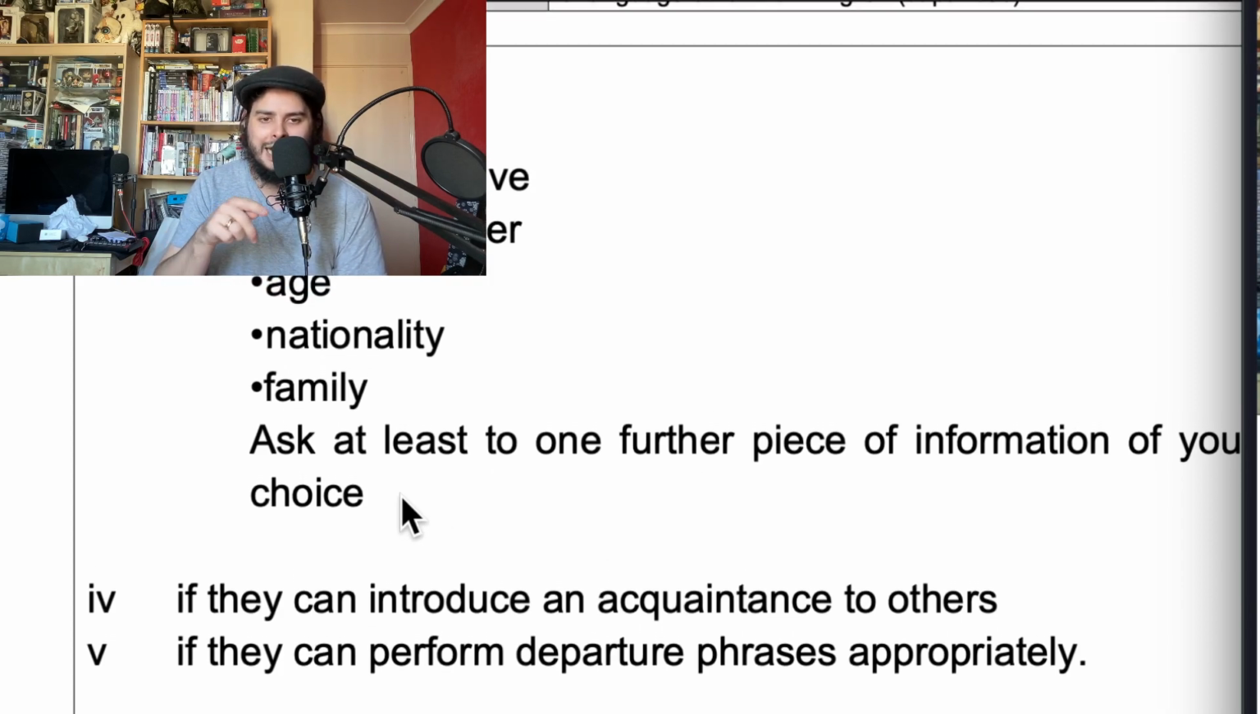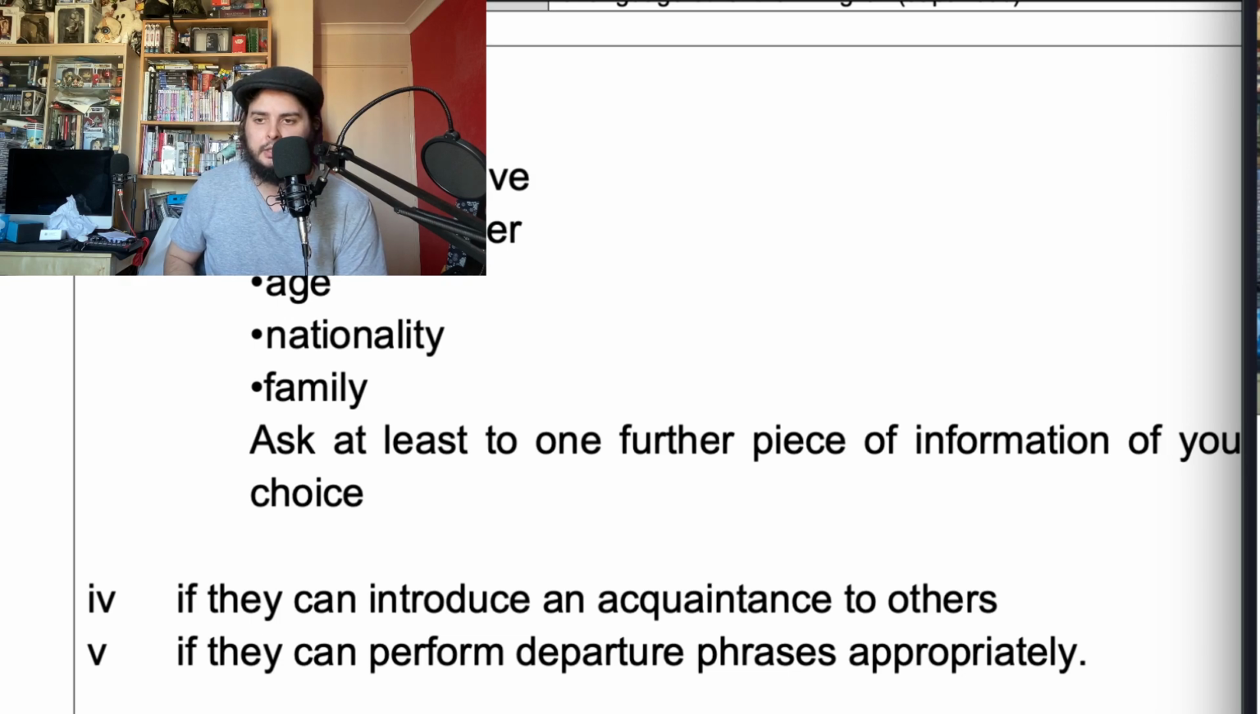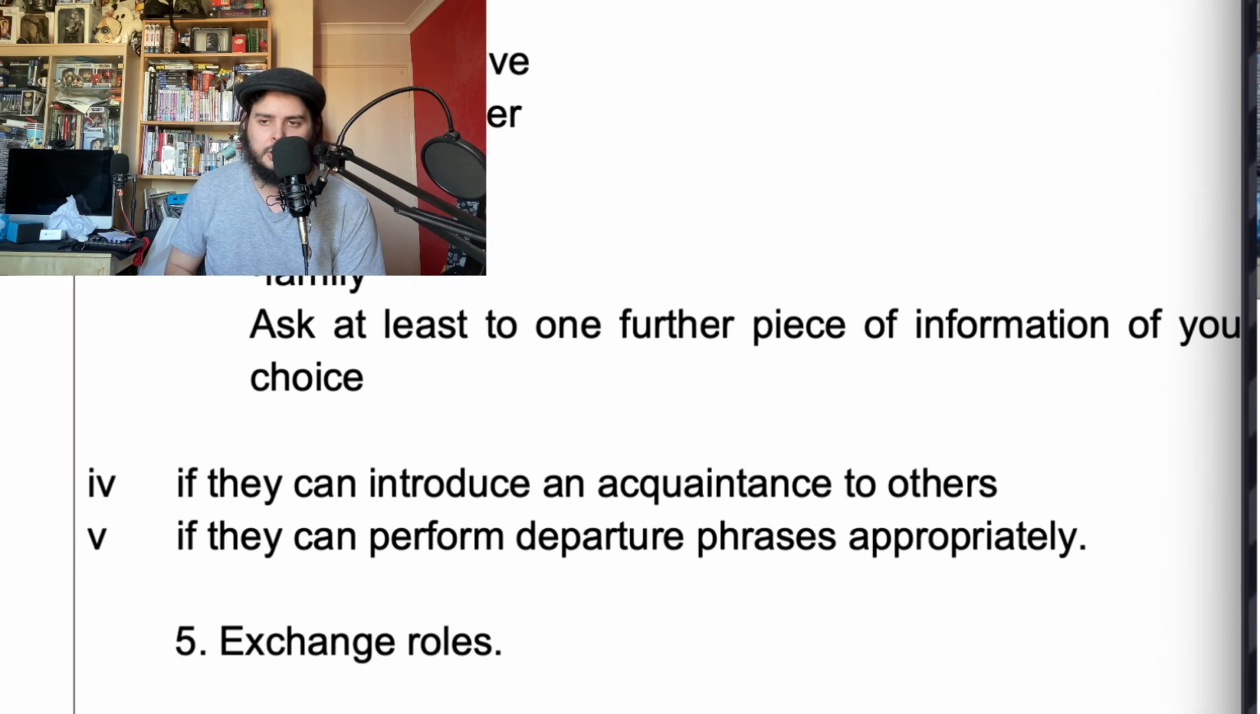I don't know why it has 4 and then 5 when this is technically 3 and 4. I don't know, but either way, I'm just going to go by what this says. So 4, if they can introduce an acquaintance to others. 5, if they can perform departure phrases appropriately. And then at the bottom here, which you can't exactly see, it says exchange phrases. I may have to, is it the Mac OS screen capture? Okay. Yeah, exchange roles. Okay.